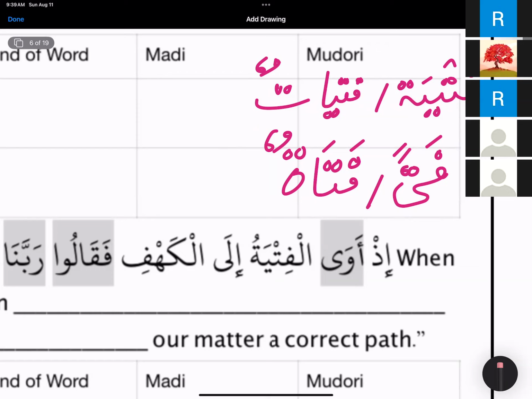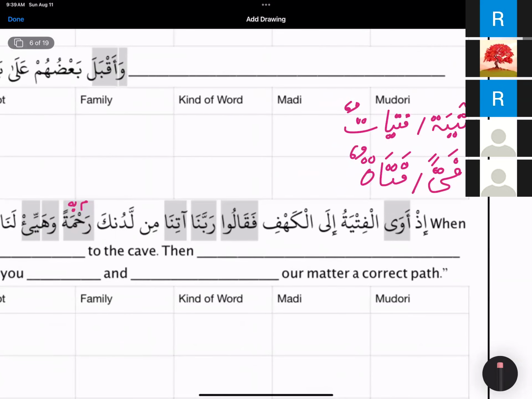Okay, so is awal fityatu came. So again, is zarf, right? Remember when, right? So this is zarf. So what are we expecting? It will be mudaf ilayhi, right? So awal fityatu, where is our mudaf ilayhi ending? Ilal kahf. Why until ilal kahf? Because this is where it is completing the sentence, right?